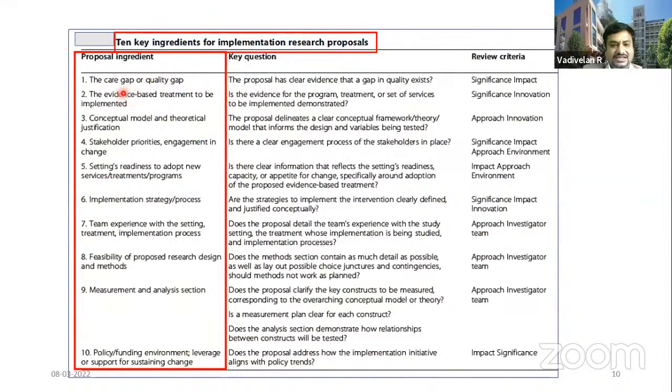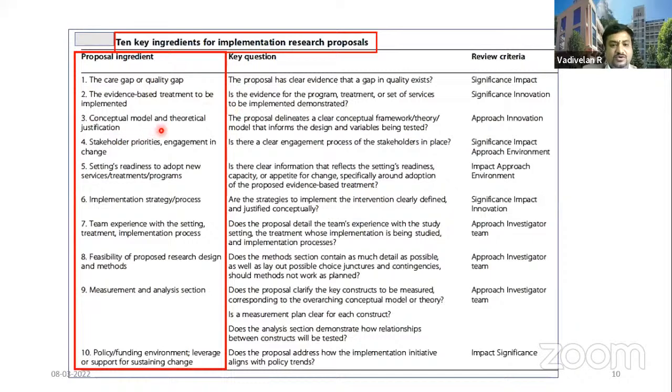So what is the gap or the quality gap? Whenever we select a proposal, we should know what the gap is and what the significance and impact is on the particular literature from which we are going to collect. And the evidence-based treatment to be implemented. So it may be significant information.